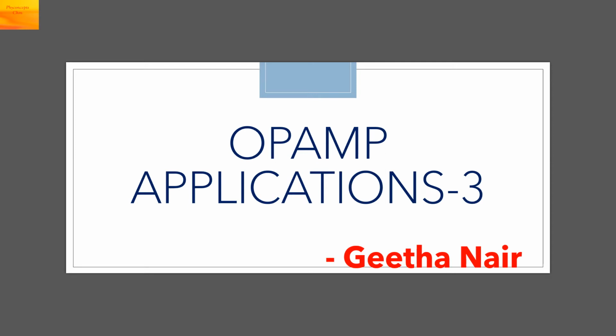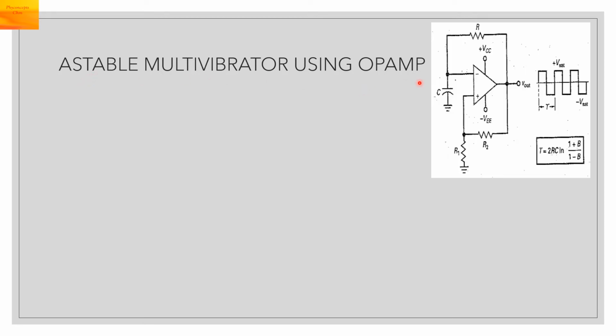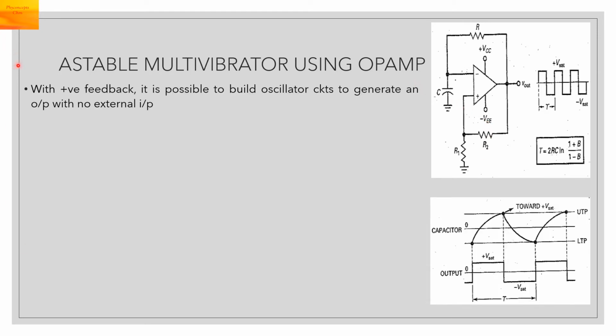This is the third part of the series of OPAMP applications. In the last two videos we have seen some of the applications of OPAMP. Now we will see some more applications. One is ASTABLE multivibrator using OPAMP. With positive feedback, it is possible to build oscillator circuits to generate an output with no external input.